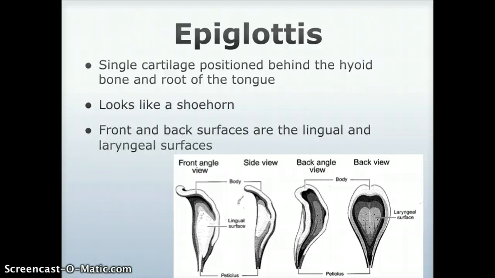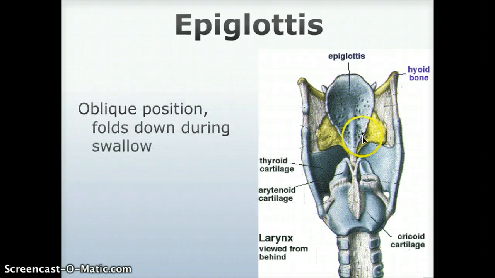The epiglottis is a single cartilage that's right behind the hyoid bone and the root of the tongue. It looks like a shoehorn or a large tongue. So here are different angles of the epiglottis, and you can see a picture of it from the back. When you swallow, it folds down and over your vocal folds to help protect your windpipe, to help protect your trachea.